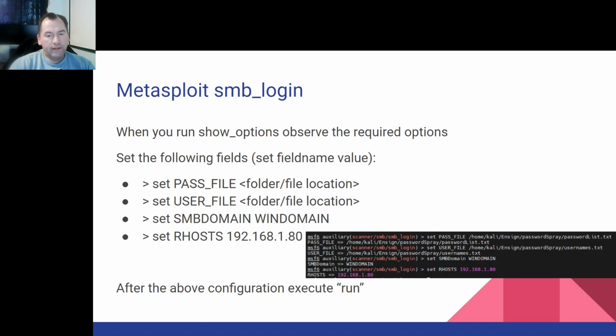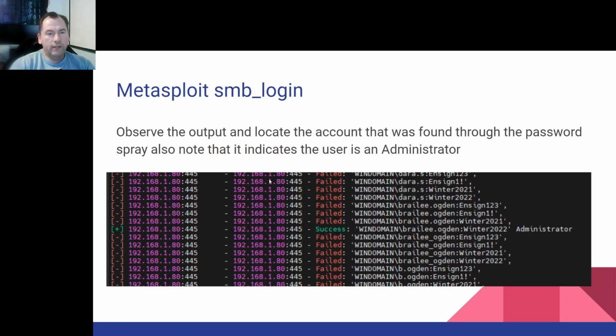After we've set the configuration, we just type run, and it runs through all the users with the respective passwords from the pass file. We should get results back that indicate that it found the user account Braley Ogden with the password winner 2022, and that they're an administrator on this computer at 192.168.1.80. So not only did we find that Braley Ogden had a weak password on the web server, we also found that she's used the same password on the Windows 10 computer.